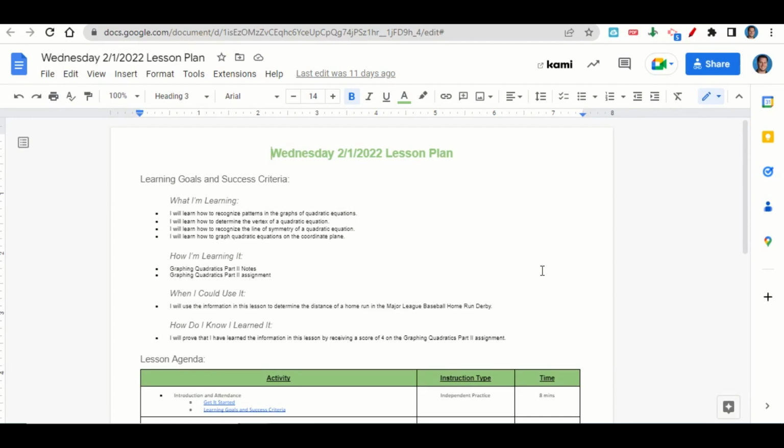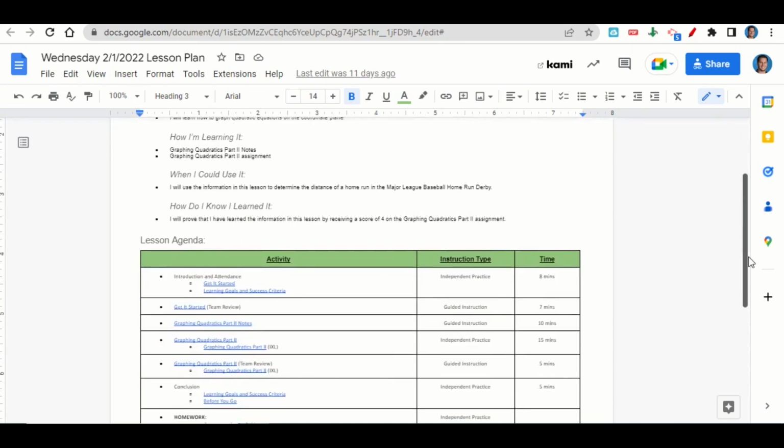Through the Graphing Quadratics Part 2 notes and the Graphing Quadratics Part 2 assignment. When can we use this information? To determine the distance of a home run in the Major League Baseball Home Run Derby. How do you know you learned it? By getting a score of 4 on the Graphing Quadratics Part 2 assignment.